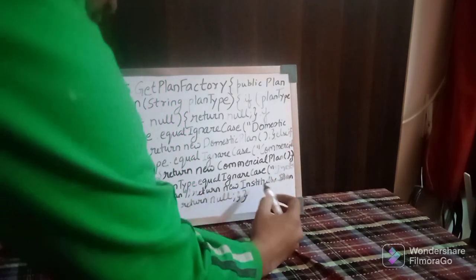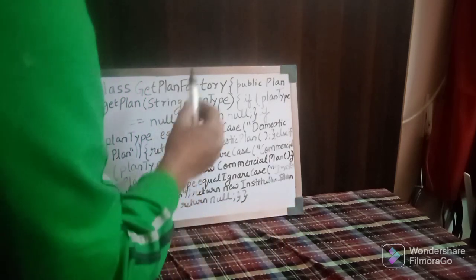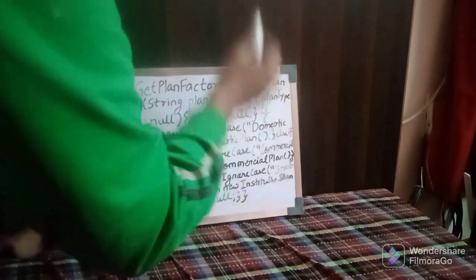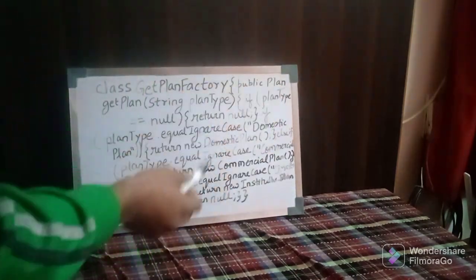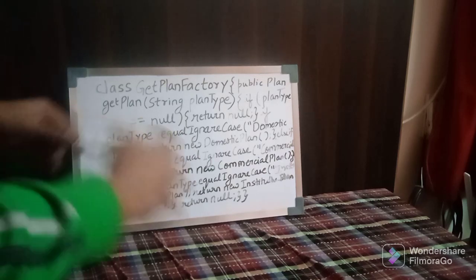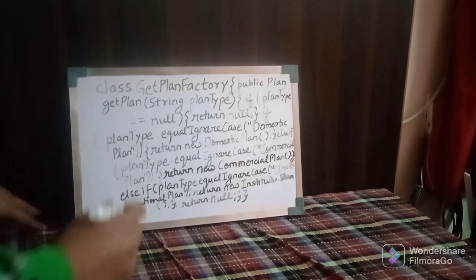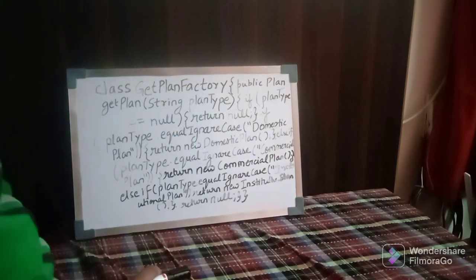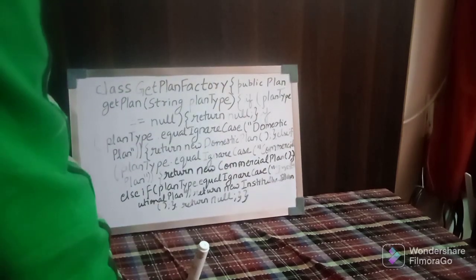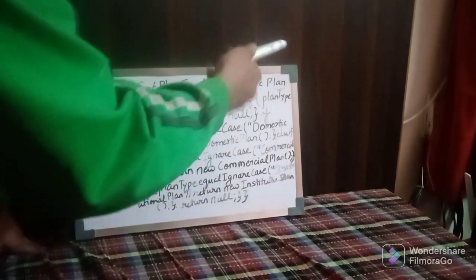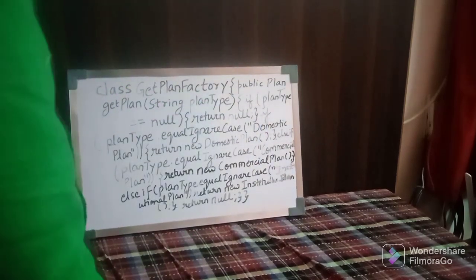So it would create the object of type institutional plan and return it, which in turn is extending the abstract class plan. So it would return the object type, else it would return null. So this was all about the definition of the get plan factory, which is creating an object of type abstract class, that is plan class, which is further extended by these three plans.